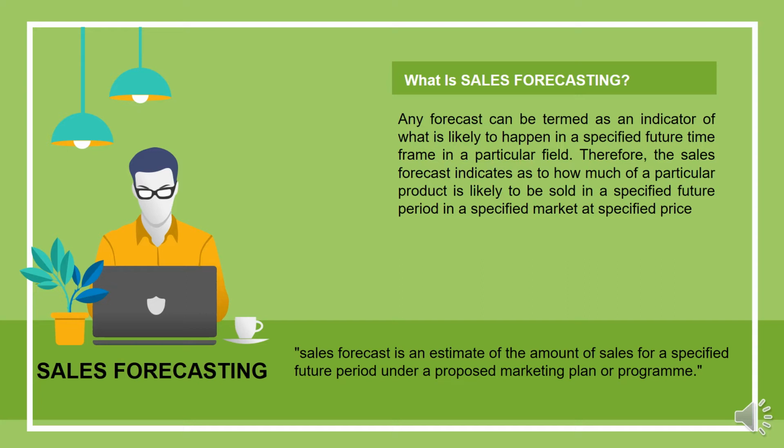In short, we can say that sales forecasting means expectation about the future course of market sales for a product. It should be based on previous statistical data and it should be undertaken on three levels. First one micro level, second one macro level and last one industrial level. And the definition of sales forecasting is: sales forecast is an estimate of the amount of sales for a specified future period under a proposed marketing plan or program. I hope you understand the basic concept of sales forecasting. Now we have to move forward to the next slide.